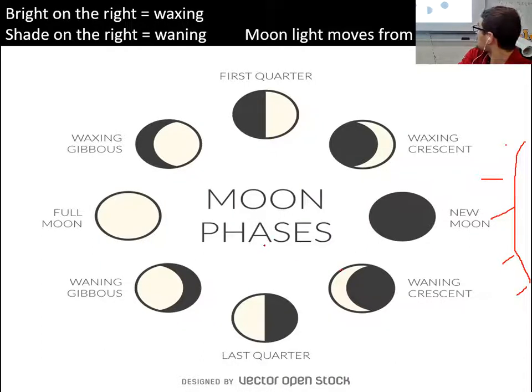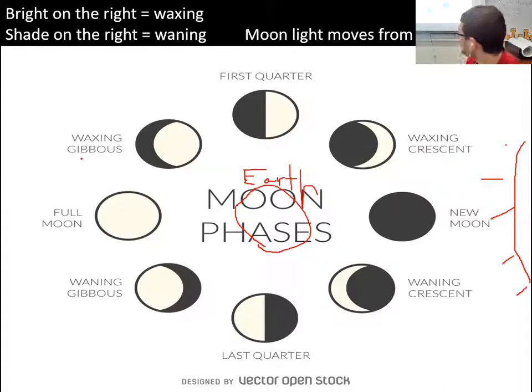And then here we'd have the earth, right? So basically how the sunlight is reflecting off of the moon. Okay. Again, it's hard to write with the mouse, guys. My apologies. But you guys get the idea.